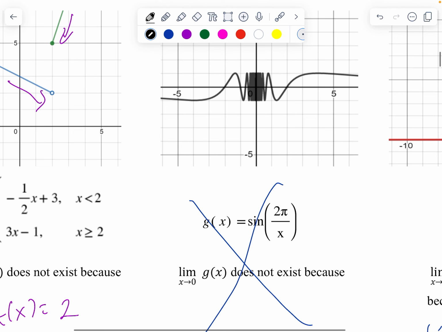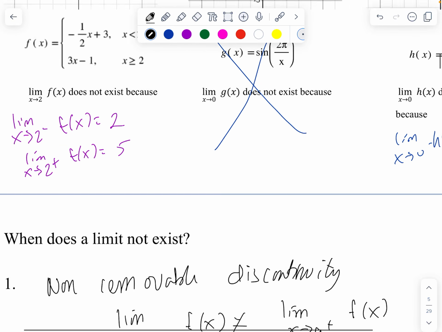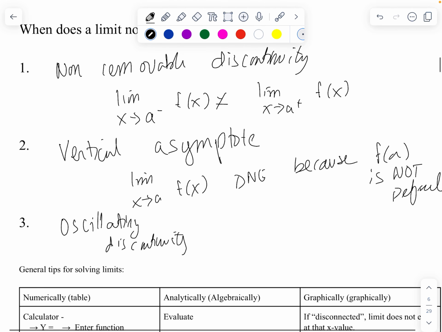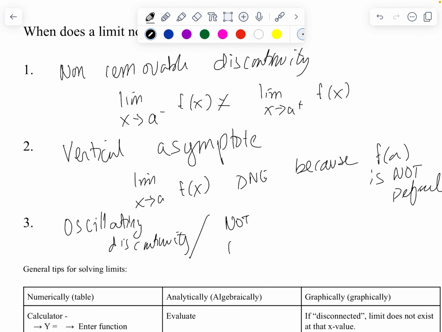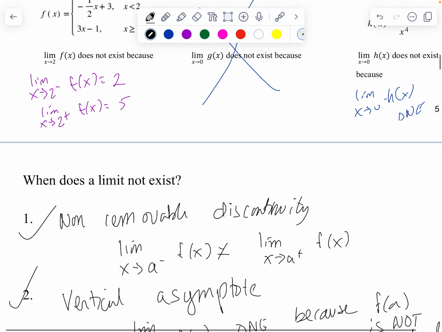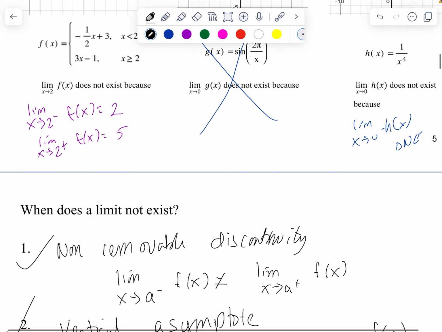You can see that the y value is undefined when x is equal to 0. So that's an oscillating discontinuity, or an essential or non-essential discontinuity. But this is not tested on AP, and we won't go over it in the class beyond this point. The first two are necessary to know, and they both go with the f of x and h of x above.